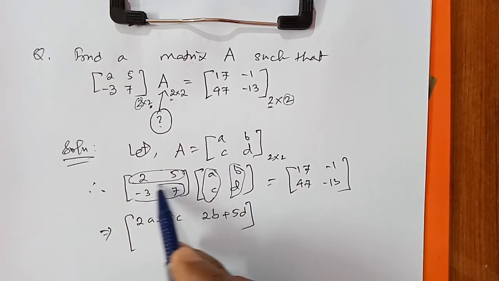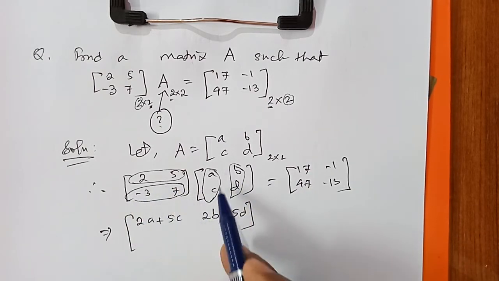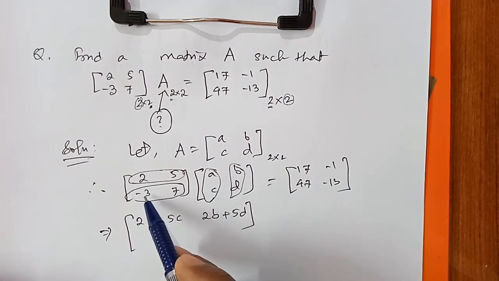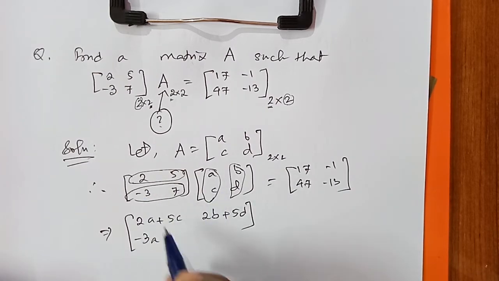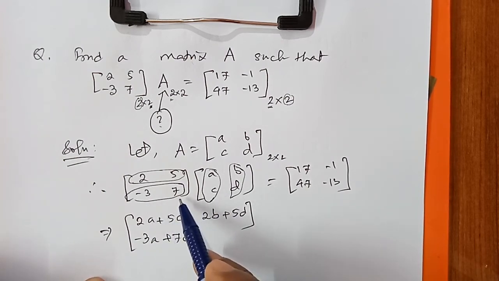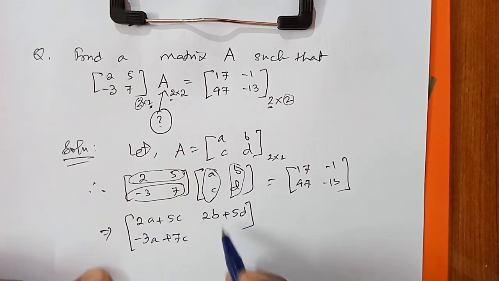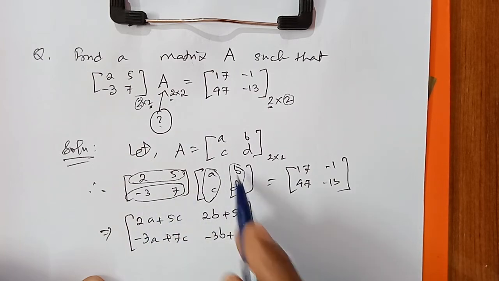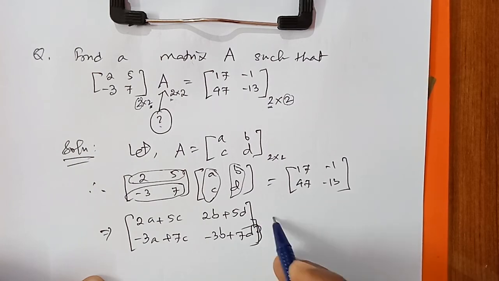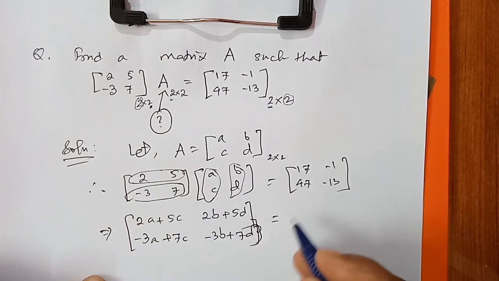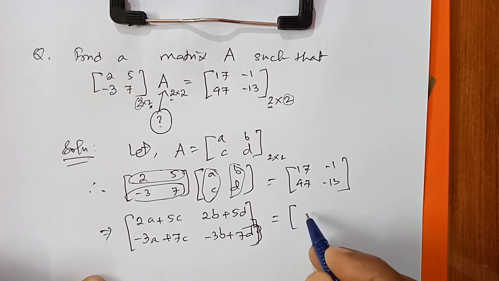Now the second row product. For the second row, find the product with the first column: first element and first element, minus 3a, plus 7c. Second row and first column finished. Now second row and second column: minus 3b, plus 7d. Second row and second column finished, so close the bracket, and the right hand side matrix is [[17, -1], [47, -13]].